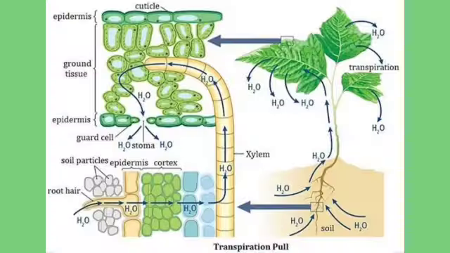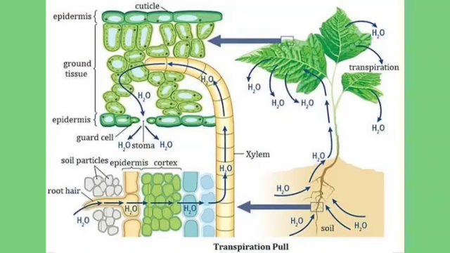Next is transpiration pull. Plants give out water in the form of water vapor through the stomata on their leaves. Two cells called the guard cells are present around the stomata. See in the figure, you can see the stomata, the opening is there and next to it two guard cells. These cells control the opening and closing of the stomata. Transpiration occurs through these stomata. Water is released into the atmosphere by leaves through the process of evaporation.